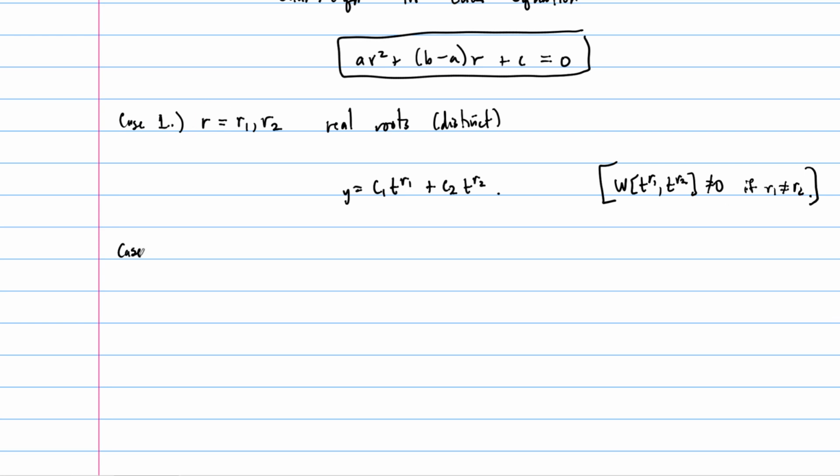Let's look at case 2. Well, what's case 2? Case 2 was, if we go by the order that we went for these constant coefficient equations, that r is equal to lambda plus or minus i times mu. So complex solutions, right? Two complex solutions. Well, how are we going to make sense of this?